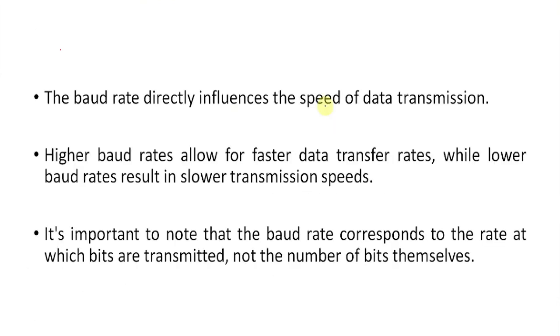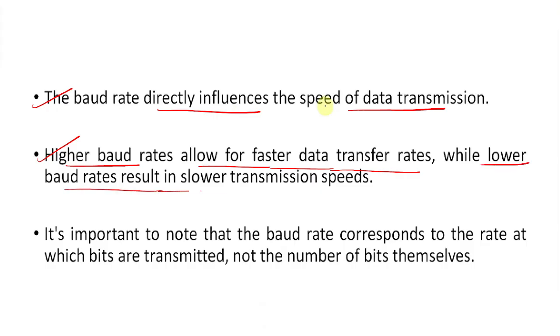So that means baud rate directly influences the speed of the data transmission. If the baud rate is high, it allows a faster data transfer rate, while a lower baud rate results in lower data transfer. That means the amount of data transmission depends on the baud rate only. Higher the baud rate, the data transmission is more. Lower the baud rate, the data transmission is slower.